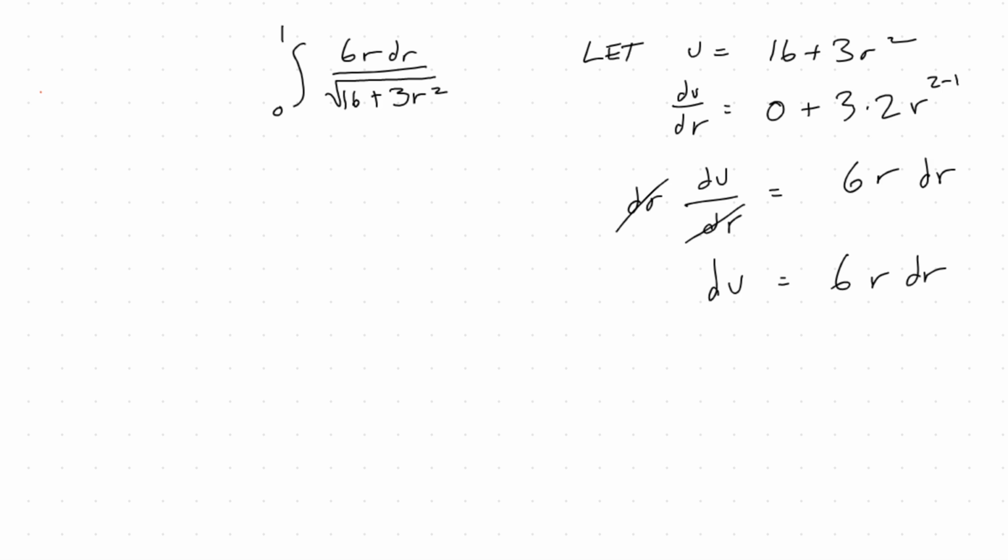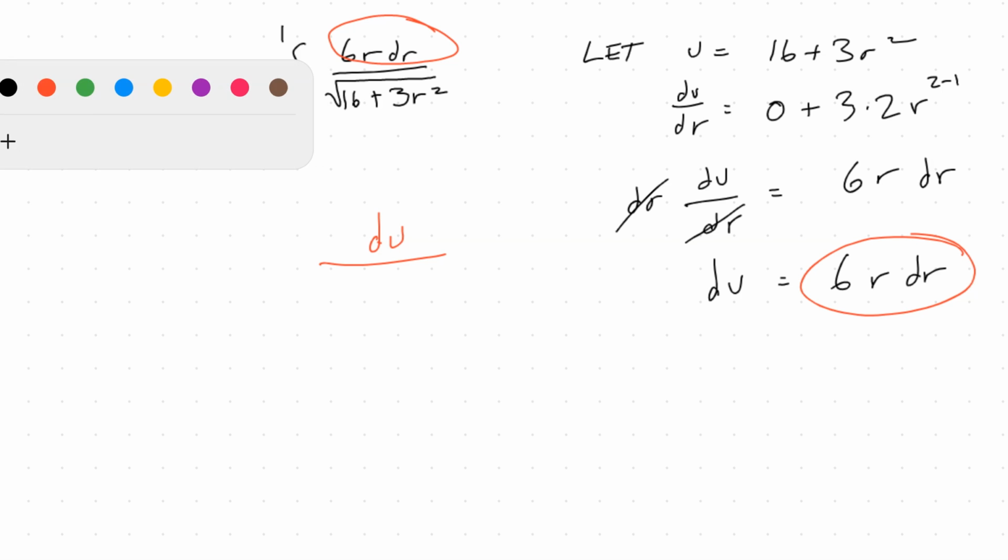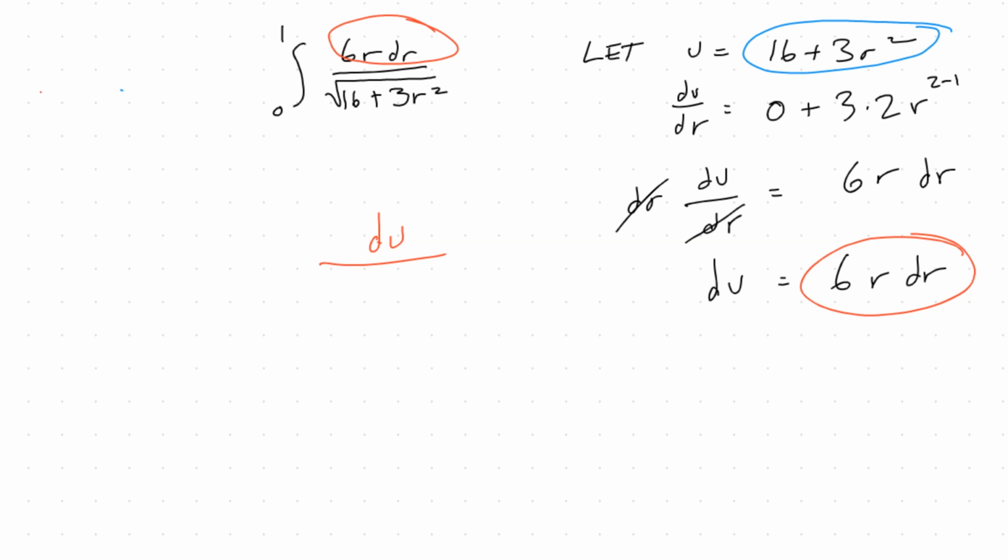Now that's super convenient because we've already got exactly that same thing. So we don't need to make any modifications at all. We can just directly substitute du for the numerator. And then what are we going to have for the denominator? We had that u is equal to 16 plus 3r squared, so we can just replace that with u. So this is going to be the square root. The square root is still there, so it's going to be the square root of u. And of course we still have this going from 0 to 1.